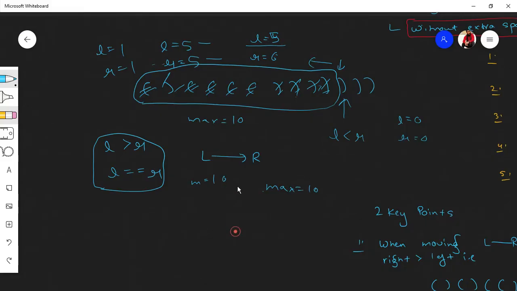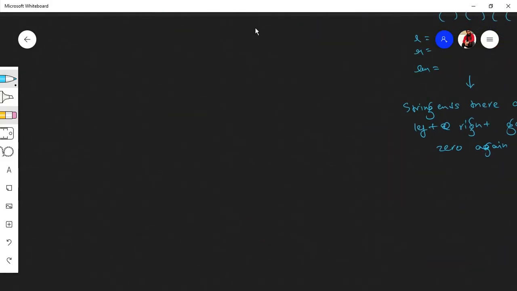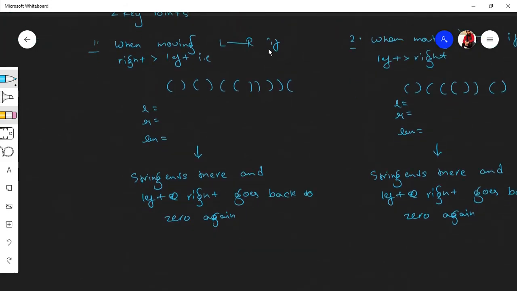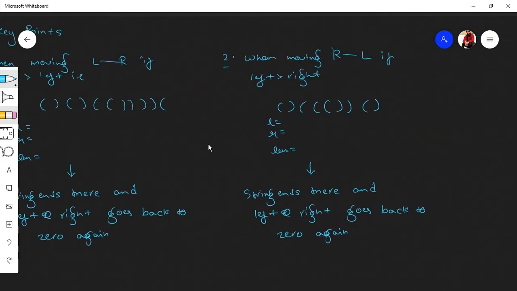Now let's see the same thing for right. I have written this here also. When moving from left to right, if right is greater than left, which means we have more closing parentheses than openings, then left and right will be equal to 0, the string ends there, and left and right go back to 0 again, and we start traveling from there.